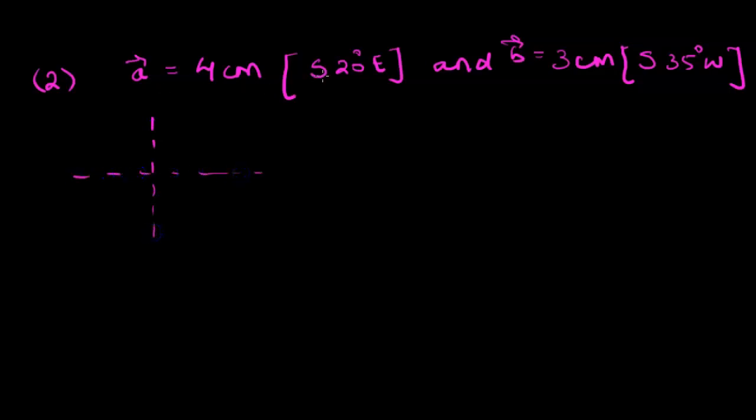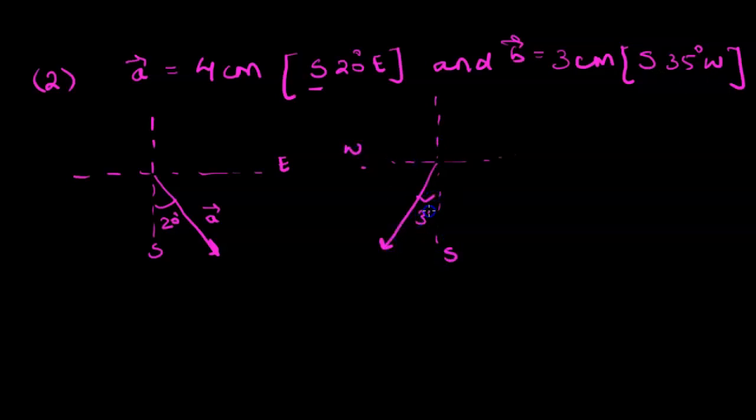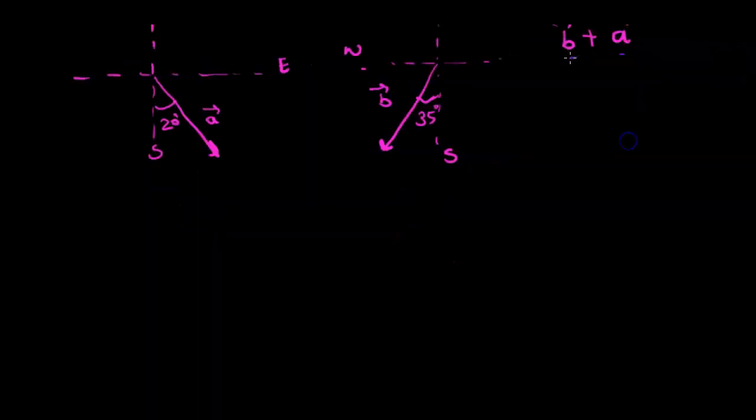This is vector A, between south and east, so it would be here, and the angle is joined to the south side because south comes first. This is vector A. If we want to draw vector B, it is between south and west, and the angle is still joined with south because south still comes first. This is our vector B. Let's say we have to add vector B and A. If we want to draw the B and A vectors, we'll draw the cardinal axes first.